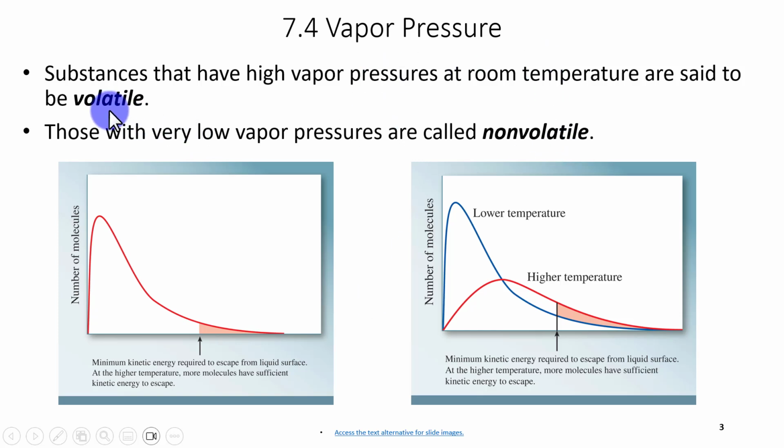And this is true for volatile and non-volatile substances. Temperature always increases the vapor pressure because it gives those molecules the kinetic energy that is required to overcome the liquid phase.